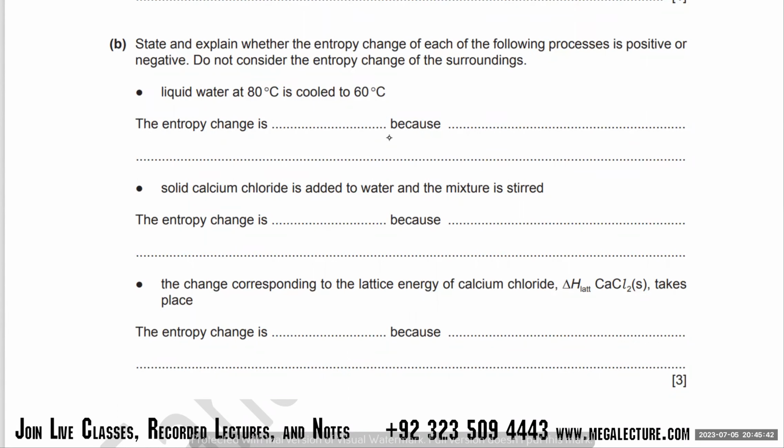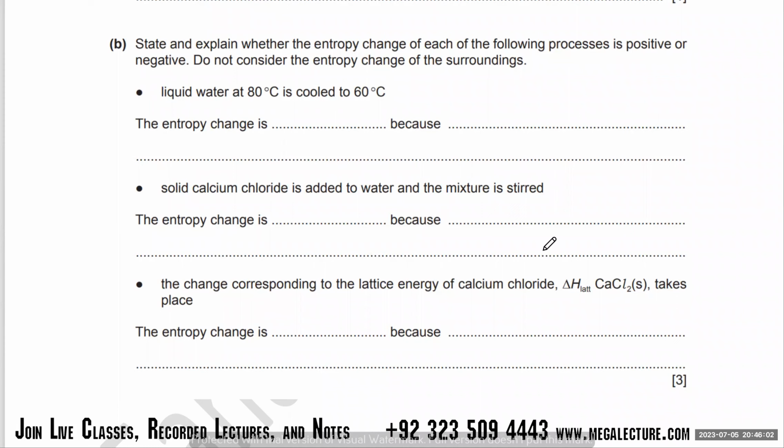Yes. So calcium chloride is added to water and the mixture stirred. Calcium chloride is soluble, so it's going to turn into dissociated aqueous ions. So the number of particles increases, and they're in a more disordered state, in an aqueous state. So delta S over here is positive.